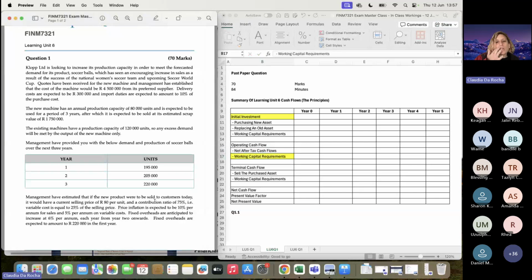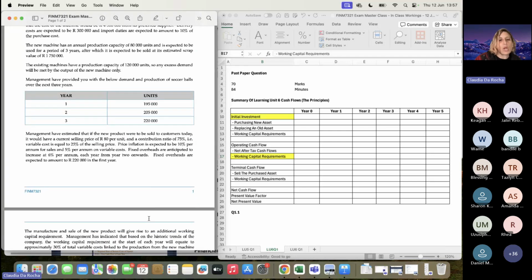So this question is not asking us to do all this, asking us only to do the income tax. But in order to do the income tax, we still need to understand how many units are being produced. So this is still relevant for us.